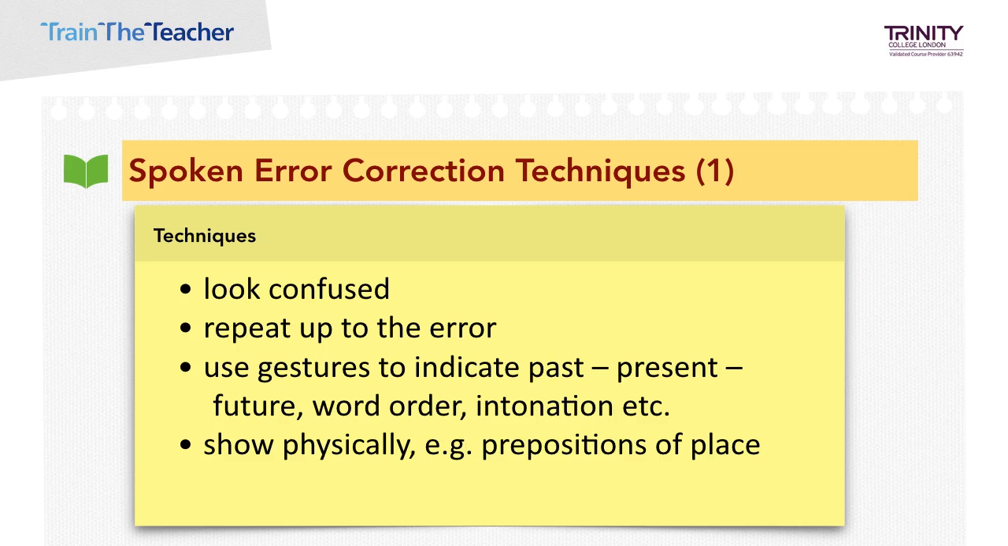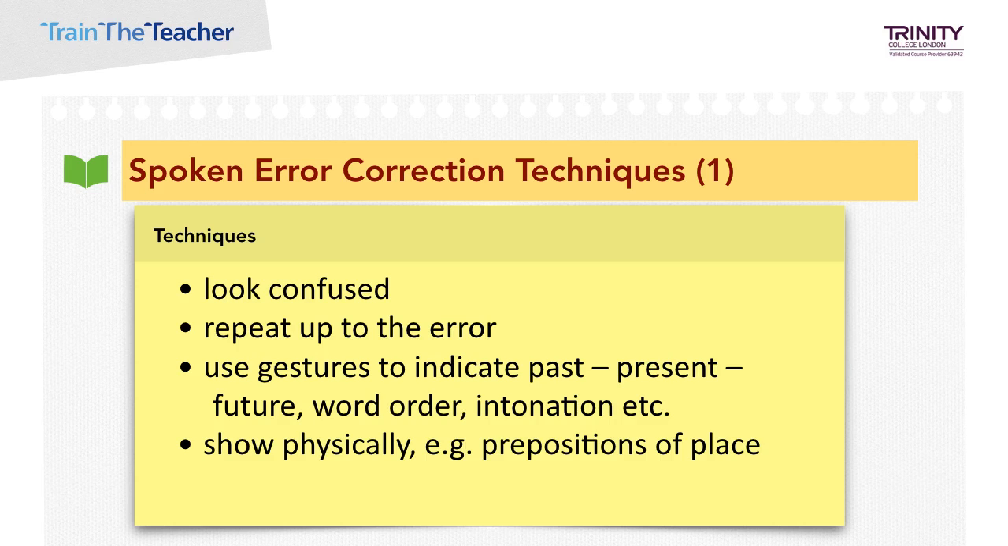There are many techniques for helping your learners correct themselves. You can raise your eyebrows, pause, or frown to look confused. You can repeat what they said up to the error. So if a student says, for example, "My dog always eat meat," you could say, "My dog always..." You can use gestures to indicate time. Pointing behind you is an easy way to show that they need a past tense. Pointing ahead indicates the future, and pointing down is usually indicative of now.